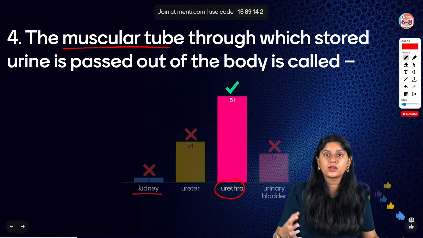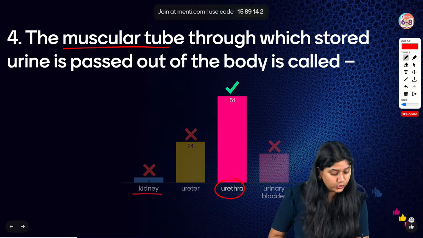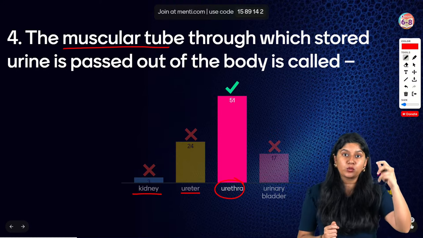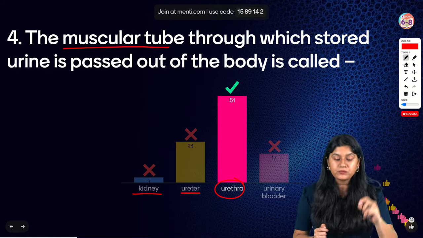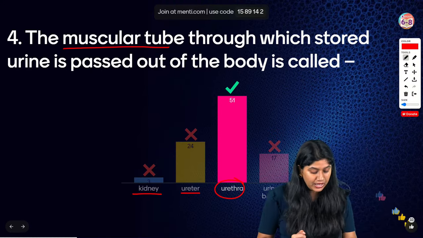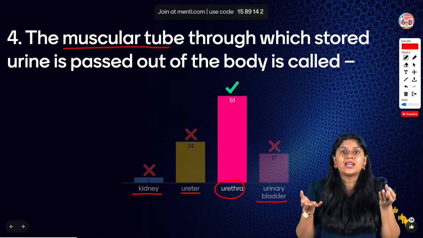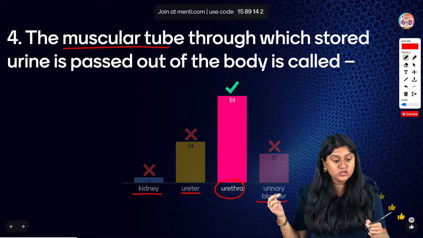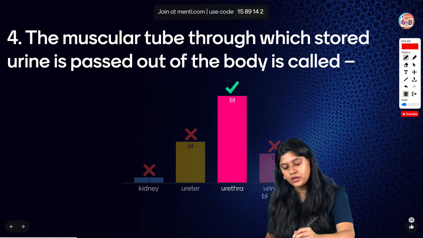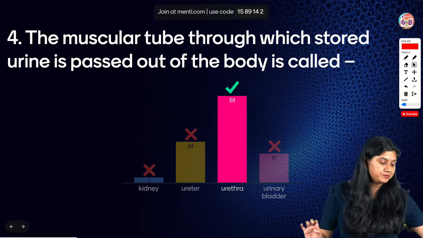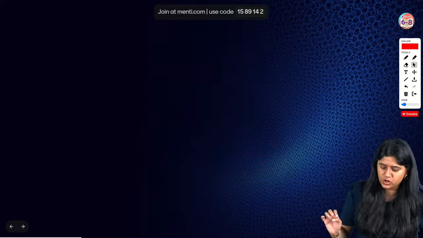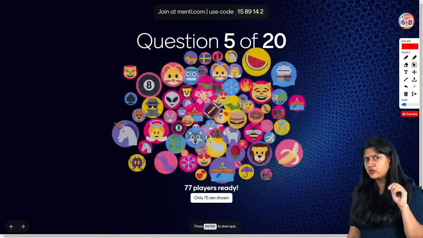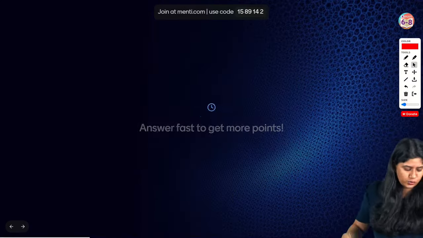Kidneys are the place where the urine is being made, right? Then the ureter is attached to the kidney and it will be carrying the urine to the urinary bladder, right? And the bladder will be holding the urine until it is passed from the body. And it is passed through the muscular tube called the urethra. So are we clear? 4 out of 4. Awesome. And I feel that the majority of option C are the correct answer over here.